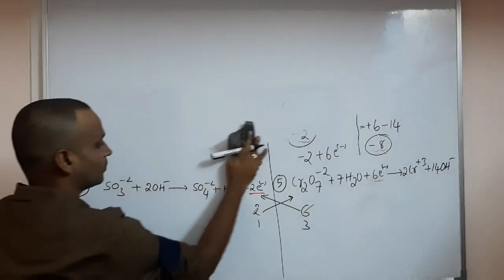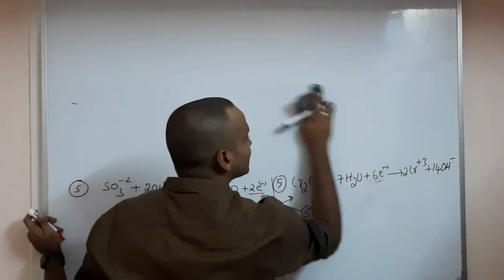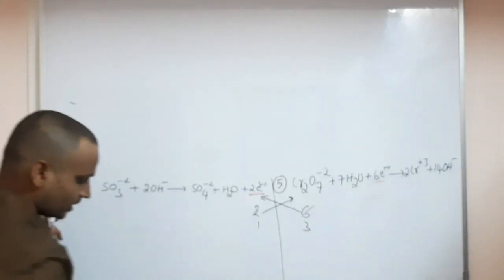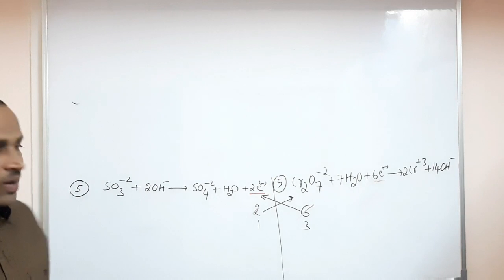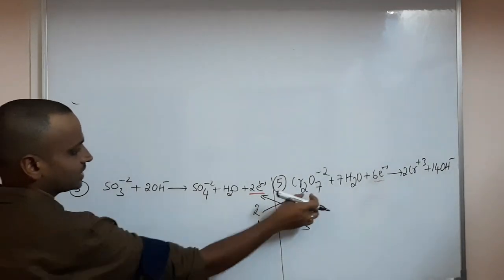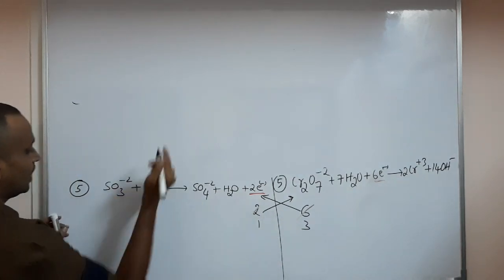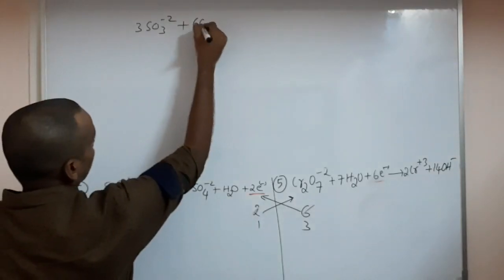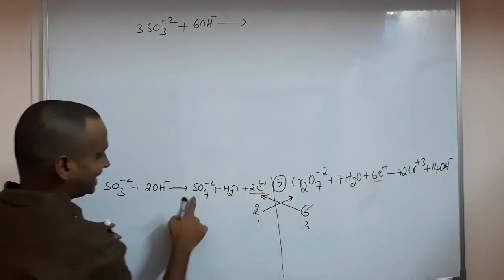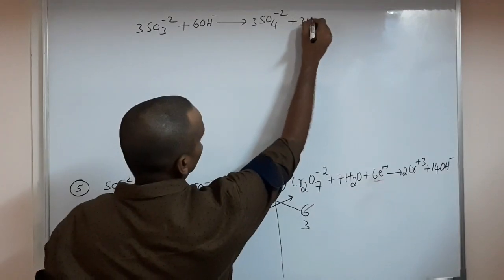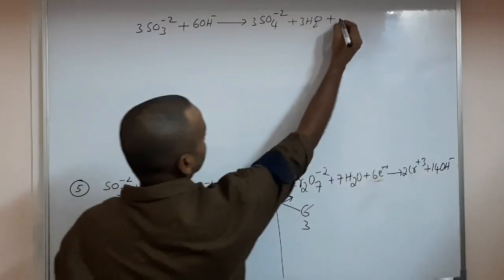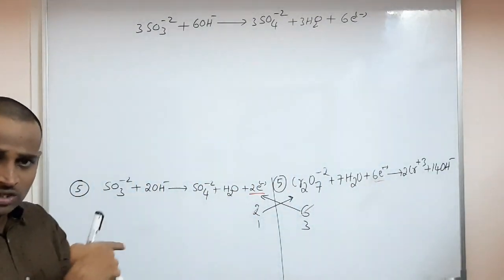Mainly the difference is balancing of hydrogens. Here we are using OH minus ions because in basic medium you have OH minus ions. So this I can write as it is, or first I will multiply this one with 3. So 3 SO3 minus 2 plus 3 2s are 6 OH minus gives rise to 3 SO4 minus 2 and 3 water molecules, 3 H2O, plus 3 2s are 6 electrons.